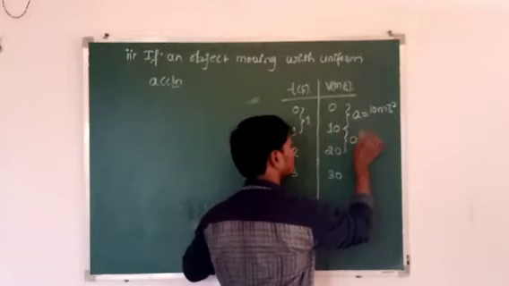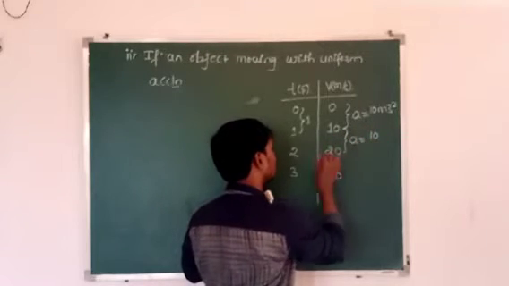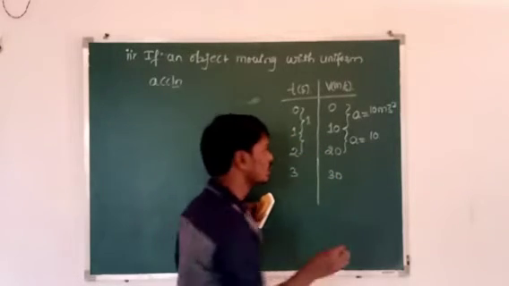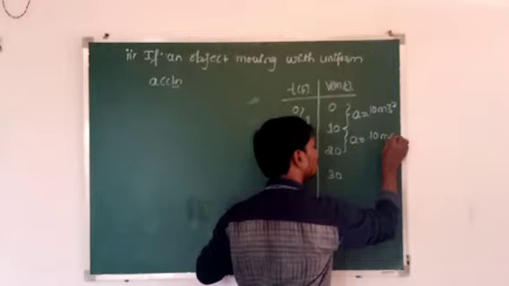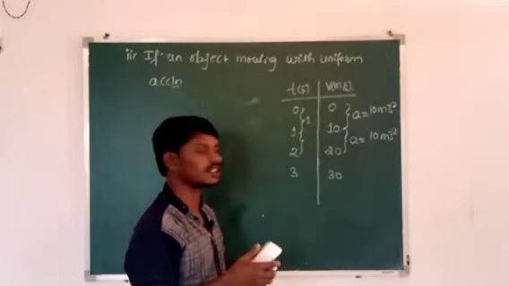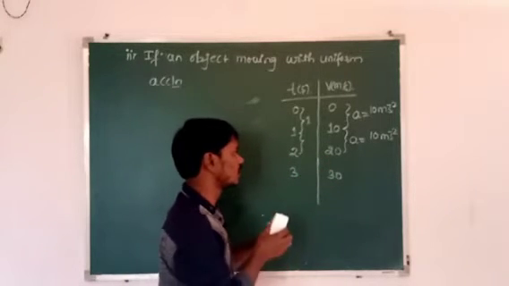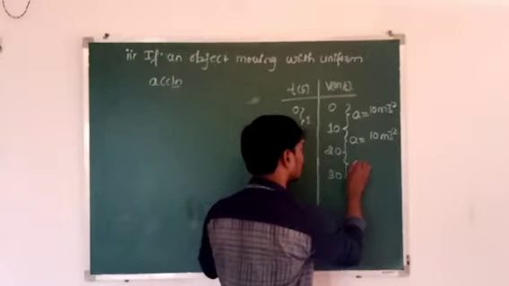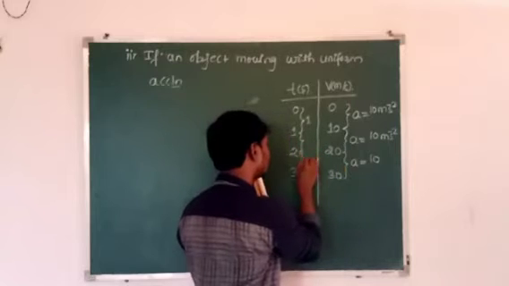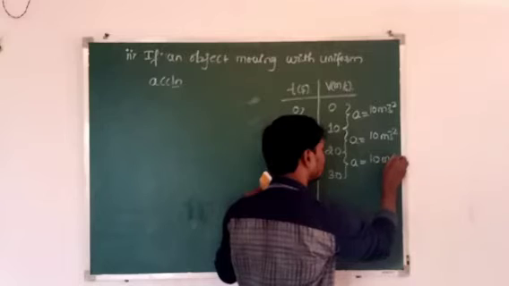Then we are going to write 20 minus 10, that is 10. Then in what time interval? That is also 1 second, because 2 minus 1 is 1. Then again the acceleration of the object is 10 meter per second square. Then what is the acceleration of the object when there is a change in velocity from 20 to 30? In what time? 2 to 3 second. Here 30 minus 20, that is 10. In what time interval? That is 2 to 3, here 3 minus 2, that is 1. Then 10 meter per second square.